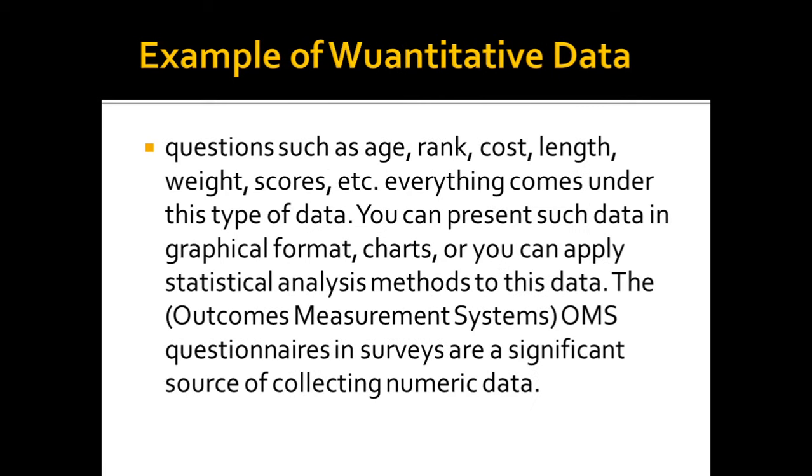Now we are moving into quantitative data. There's a spelling mistake there. So quantitative data, questions such as age, rank, cost, length, weight, scores, etc. come under the quantitative type of data. And this data helps us in presenting graphically, and you can also apply statistics on such data. There is also something called outcome measurement systems, which means there are softwares which can analyze such kind of data. That's the simple understanding.